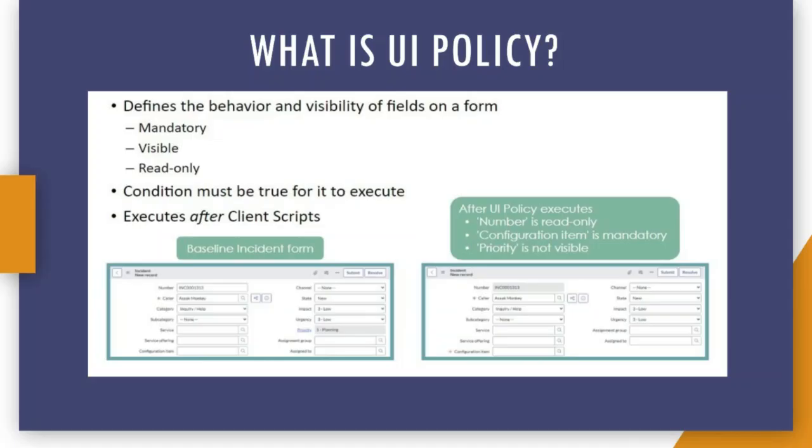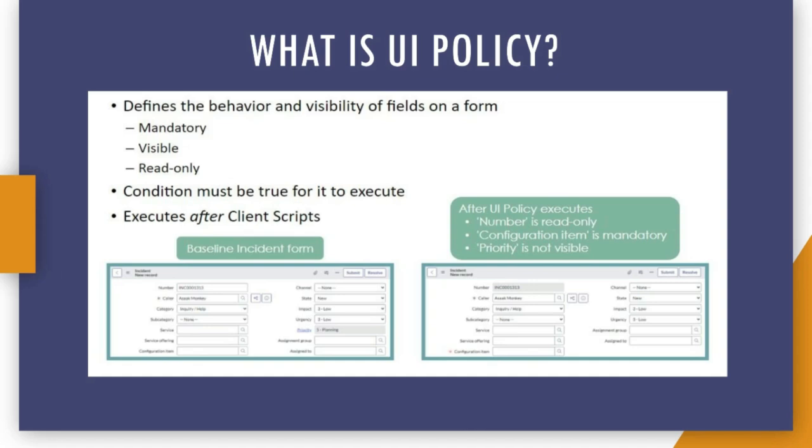And what is UI policy? UI policy scripts use the client-side API to execute script logic based on whether the UI policy condition tests true or false. Use UI policy scripts to create complex conditional checks or to take actions rather than setting field attributes like mandatory, read-only or visible. So what behavior does UI policy provide? It defines the behavior and visibility of fields on a form, like mandatory, visible, read-only. The condition must be true for it to be executed, and it executes after the client script.